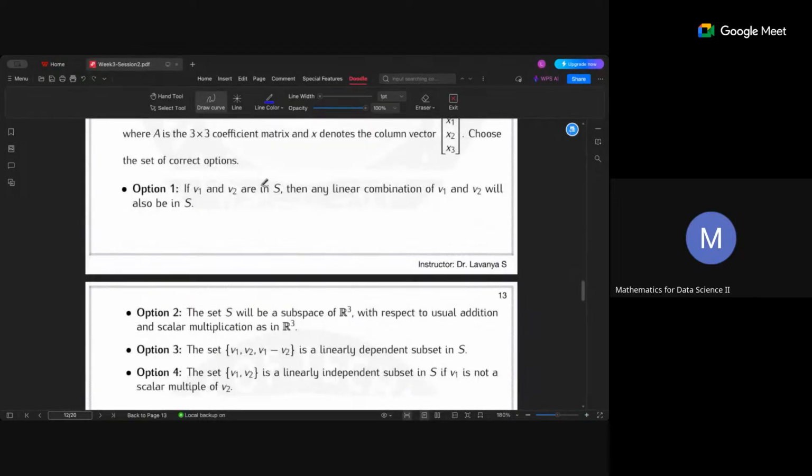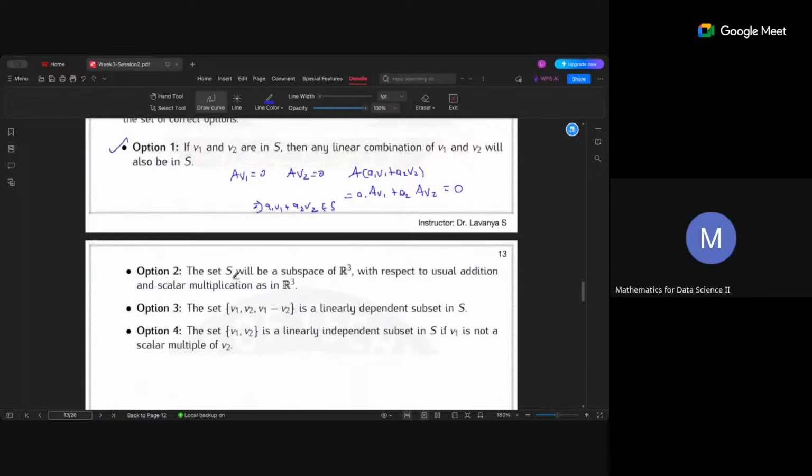Now, if V1 and V2 are in S, then any linear combination of V1 and V2 will also be in S. True or not? This is the very first example we saw for week 3, right? True. You know this is true because AV1 is 0 and AV2 is 0. So A times (A1 V1 plus A2 V2) is equal to A1 AV1 plus A2 AV2, which is 0. So you see that A1 V1 plus A2 V2 belongs to S. Is this fine?